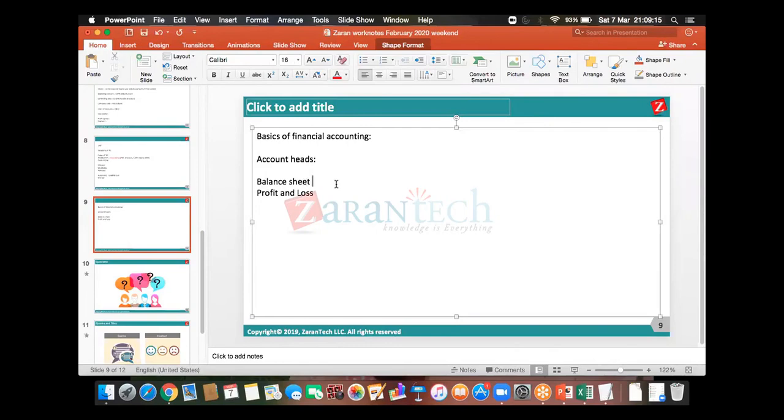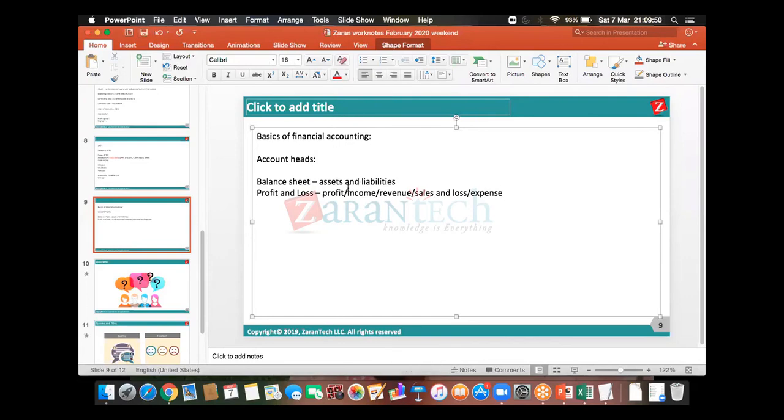Under balance sheet, you have assets and liabilities. Under profit and loss, you will be able to find profit and loss. Profit means it is an income, or it is a revenue, or it is sales. Any of these you can say. Loss means it is an expense, an expense to company.